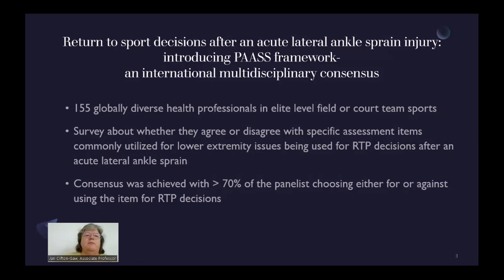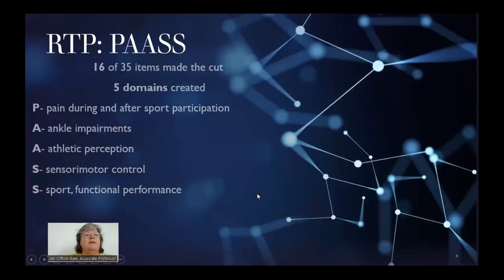So ultimately what they were looking at, they had this list of items that they thought were valuable for a return to play decision, and they ranked them. And if you had consensus, meaning you stayed on the list or you were removed from the list, it had to be 70% of the panelists. So it was either for or against, you got to stay or you were immediately removed. And if you didn't get 70% either direction, you stayed on for the next cycle. And they eventually distilled it down to 16 from the 35.